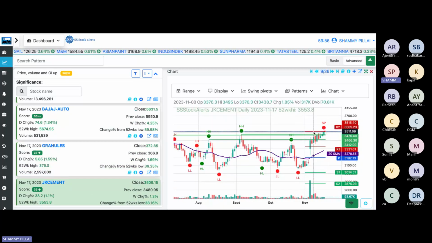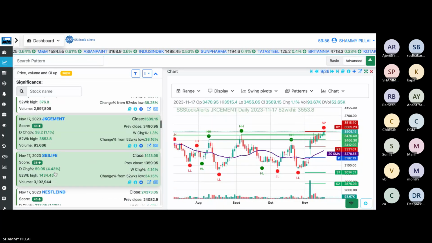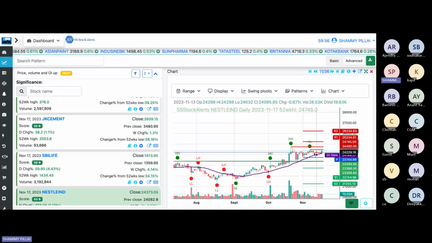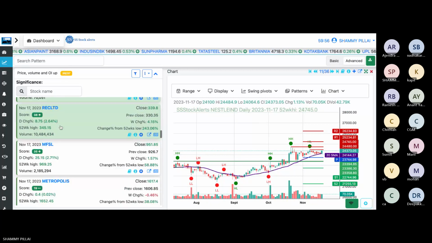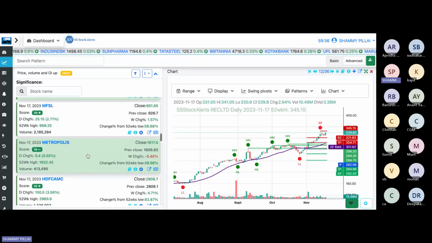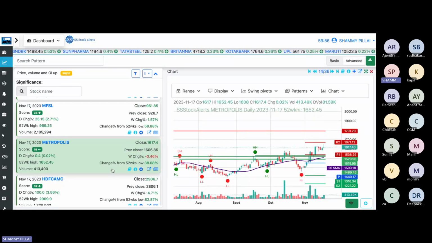JK Cement, upward trajectory, consolidating on top. SBI Life, upward trajectory, now it has to consolidate. Nestle, upward trajectory, it is consolidating on top. REC, upward trajectory, consolidating on top. Now here you will get all the stocks which are in uptrend and consolidating at top for further breakouts.